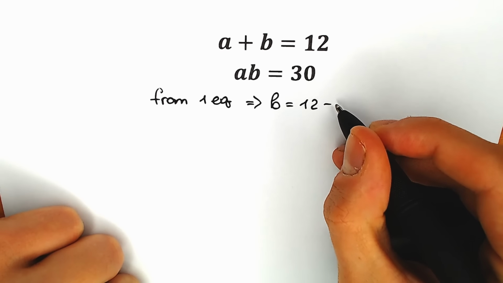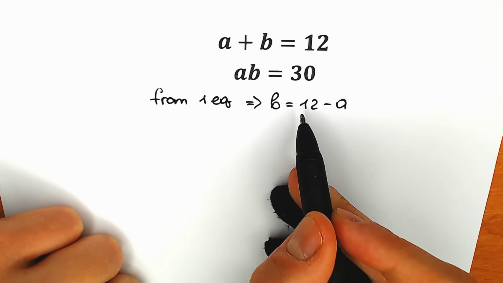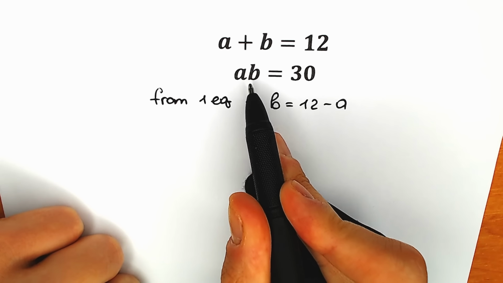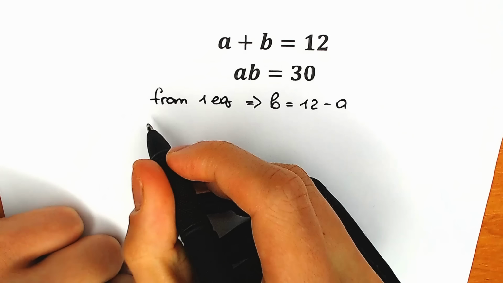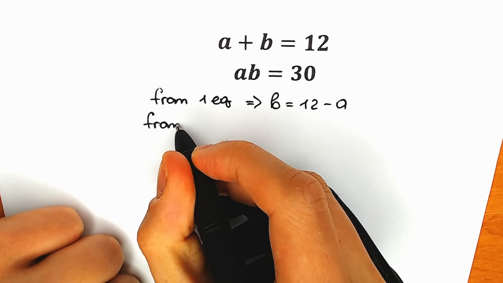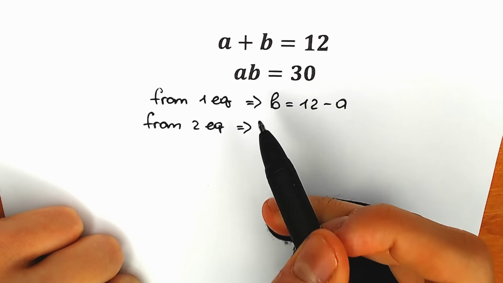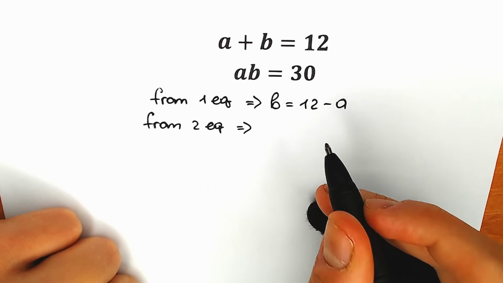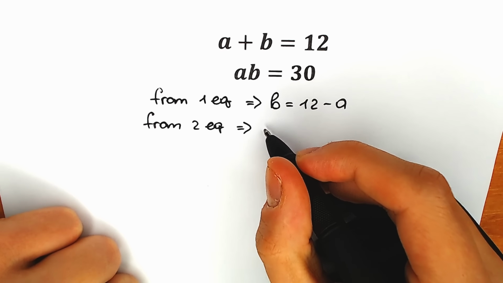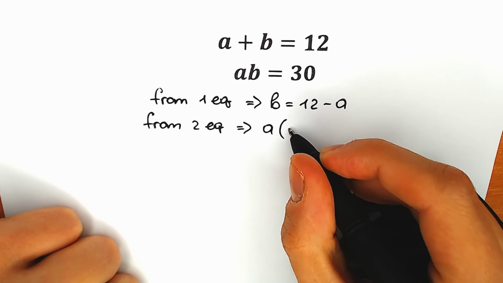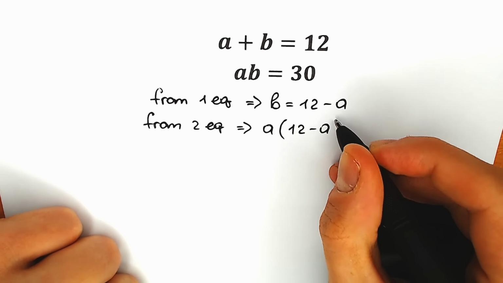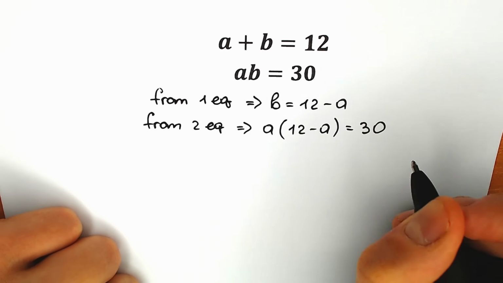Right now, let's plug in this 12 minus a instead of b into the second equation. From the second equation, we plug in 12 minus a instead of b. So we have a times (12 minus a) equals 30.